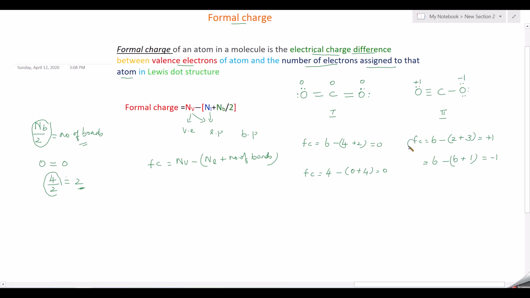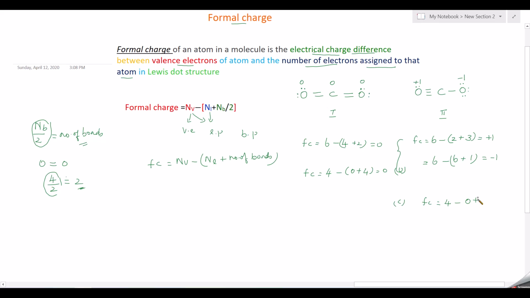Now these are the two oxygens, and then we'll go for carbon. So when you take carbon, the formal charge is equal to, here carbon number of valence electrons we have 4. Then lone pairs, there are no lone pairs on carbon. Here there is no lone pair. So 0.